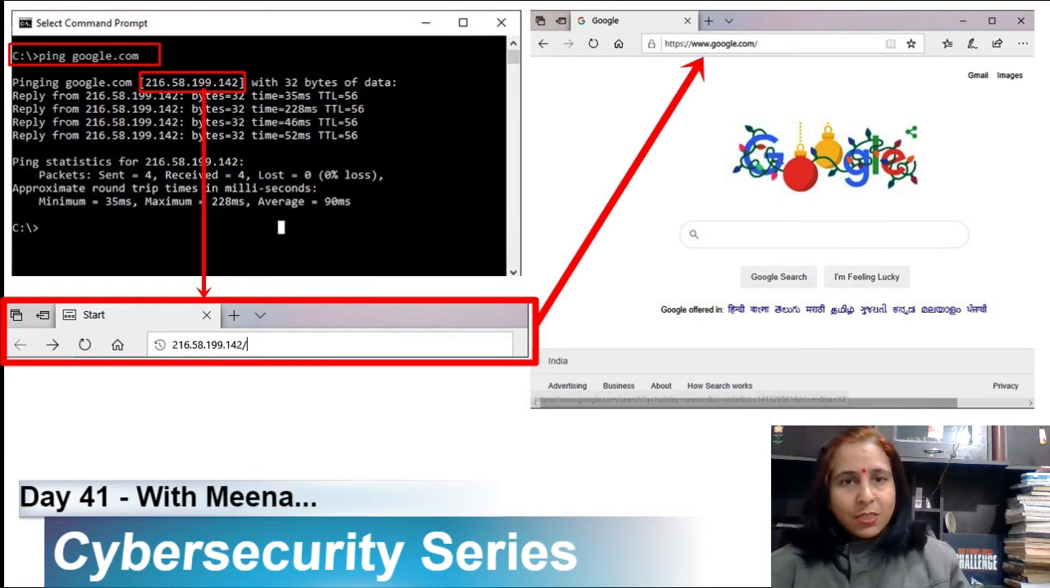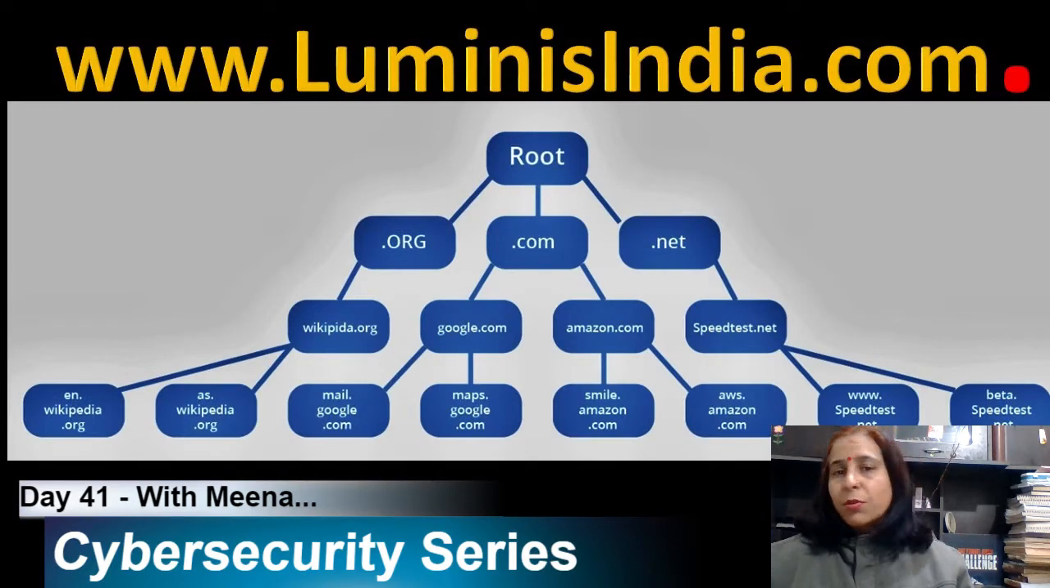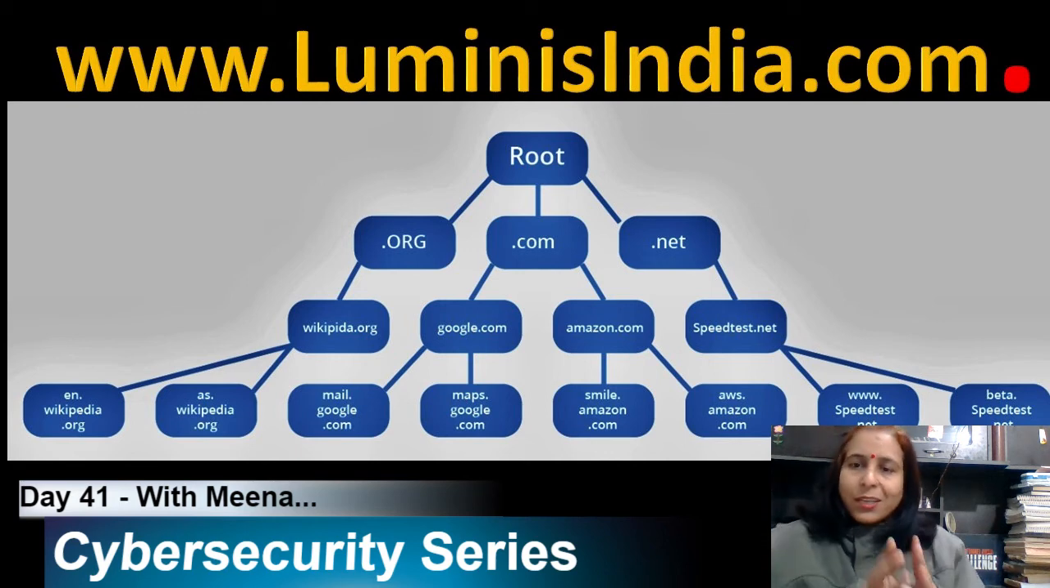So how does it work? For example, I take www.luminisindia.com. Generally we write this kind of domain name in our address bar, and even though we don't observe it, a dot in the end is automatically present. And what's that dot? That dot represents the root. So what is a root server?